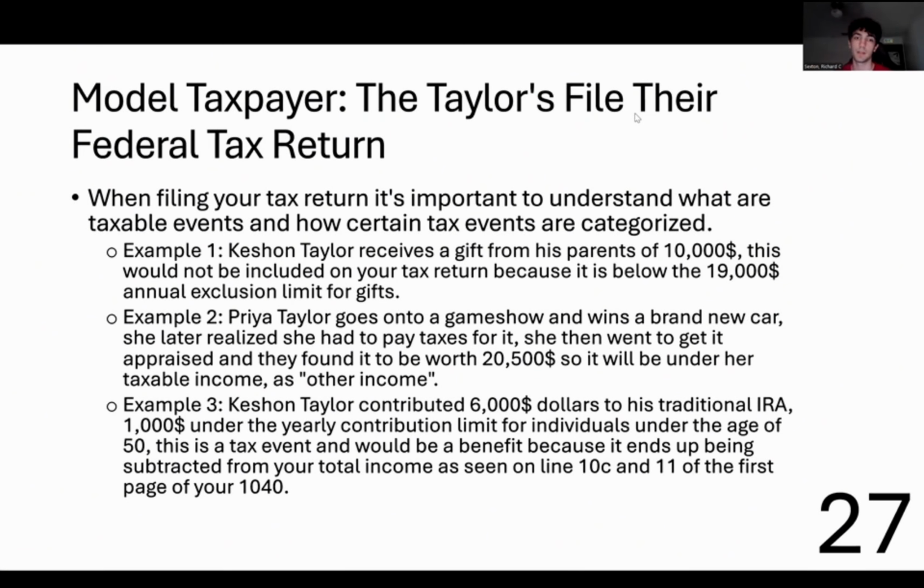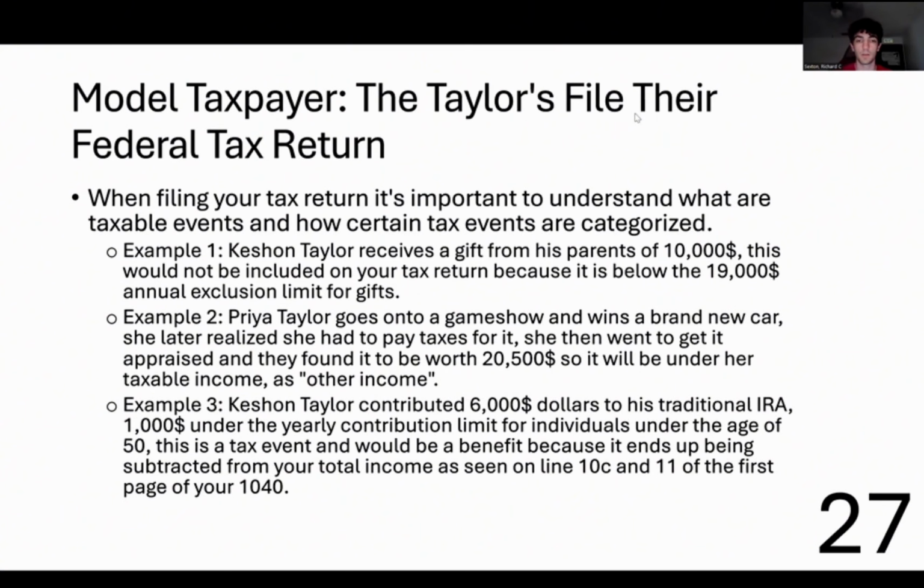Example 2. Priya Taylor goes onto a game show and wins a brand new car. She later realized she had to pay taxes on it. She then went to get it appraised and they found it to be worth $20,500. So it will be under her taxable income as other income.